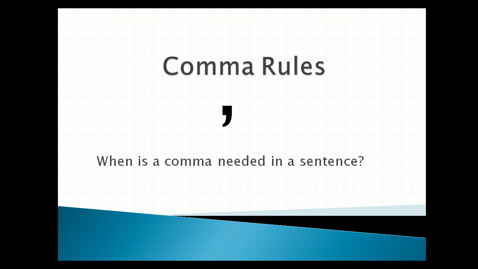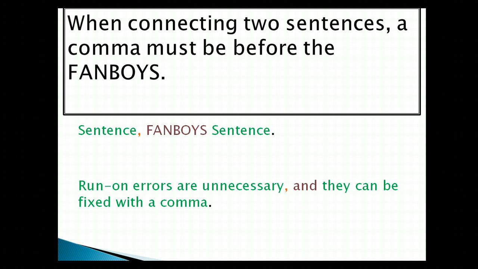Rule number one should be a little bit of review for you. We know we connect two sentences together. We must have a comma before the fanboy. Remember our fanboys: for, and, nor, but, or, yet. So we talked about this when we talked about fixing run-ons, right? And you can see that in an example. Run-on errors are unnecessary, comma, and, there's my fanboy, they can be fixed with the comma. So we know that if we have a comma between two sentences, there should be a fanboy before or after that comma.